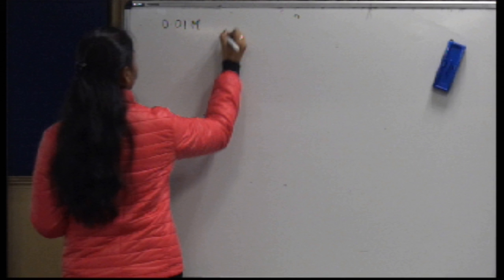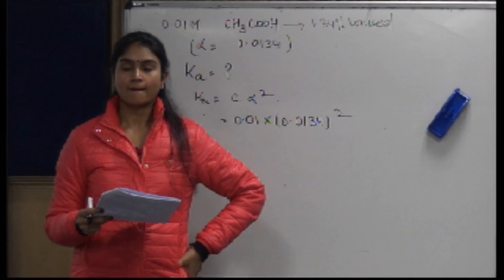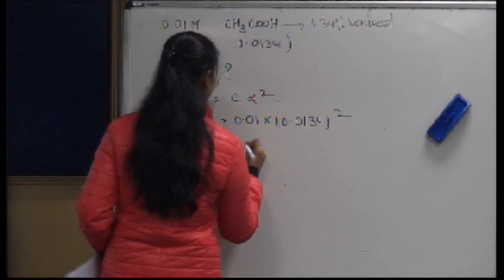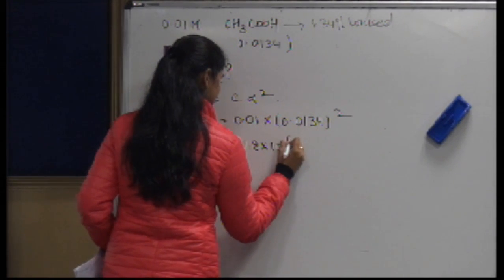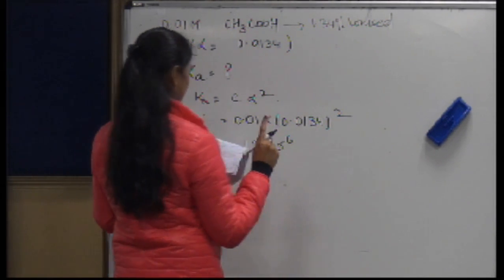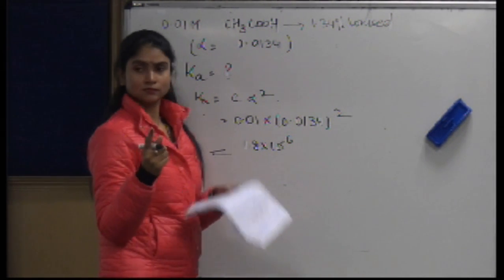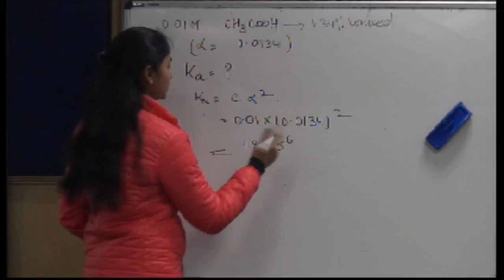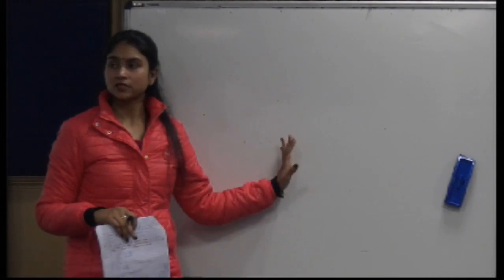Concentration is 0.01 into 0.0134 square. What is the answer? Okay. So if you approximate it, इनमें से minus करेंगे. Okay, I think this is clear to everyone.